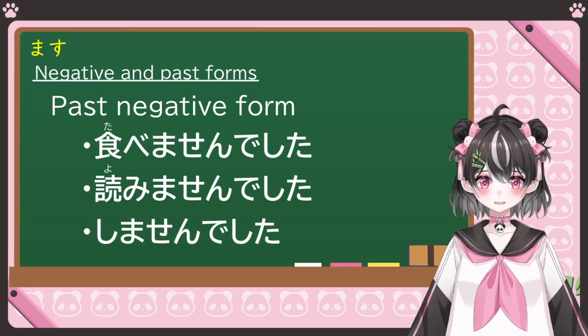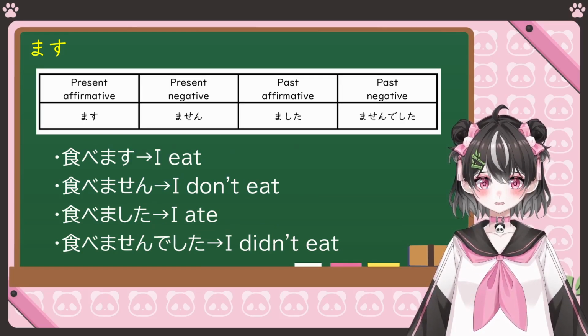しませんでした。This is a table of ます form conjugation. Try practicing with various verbs.